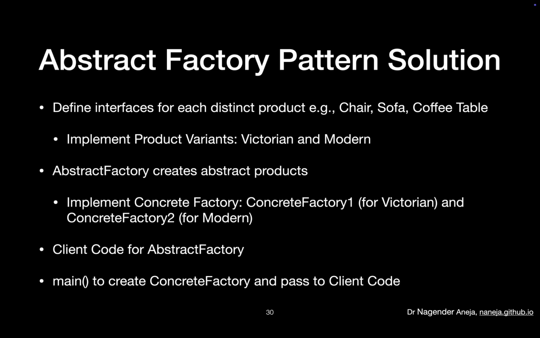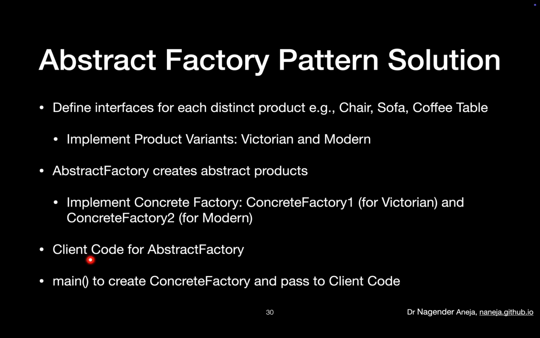So we will need to first create an abstract factory that will create abstract products. That will create chair, sofa, and coffee table. Again, the abstract part, as earlier we also created the abstract product as a transport. Next, you will extend this and implement concrete factories. Concrete factory 1 for Victorian, concrete factory 2 for the modern version.